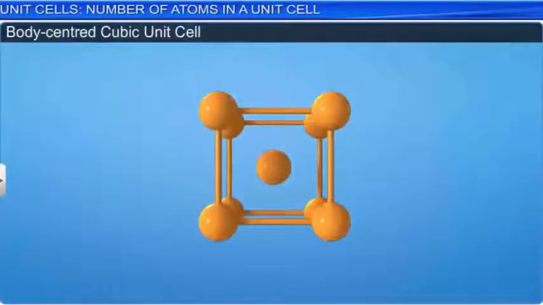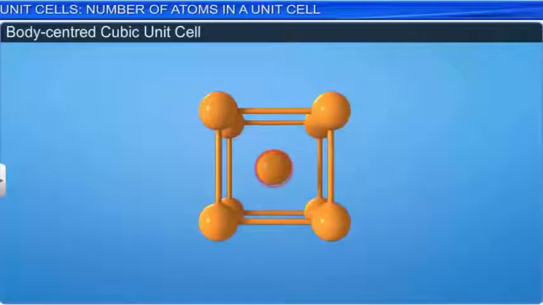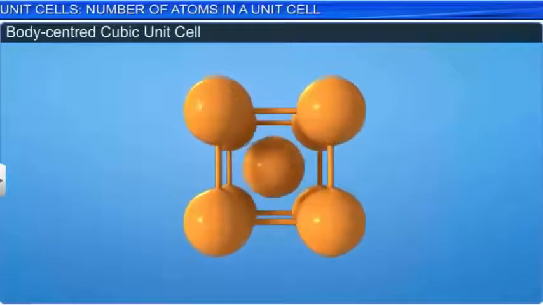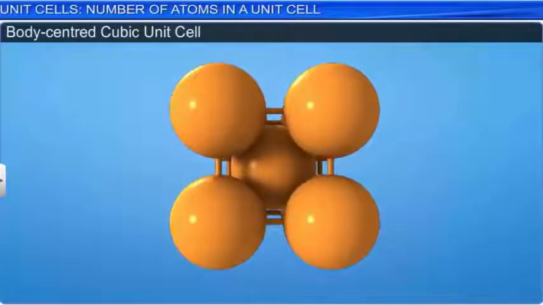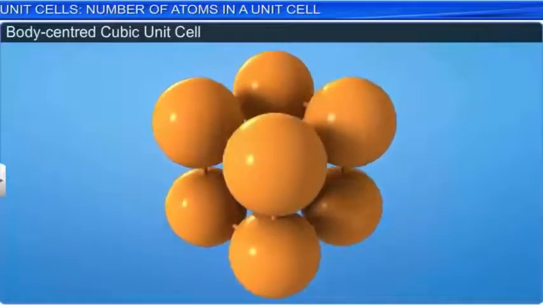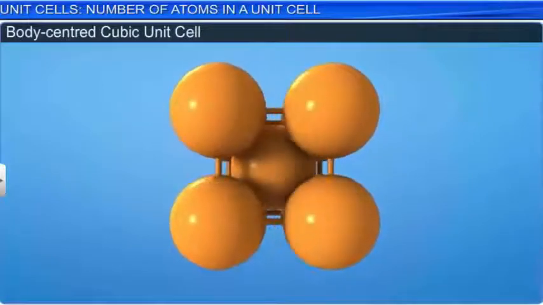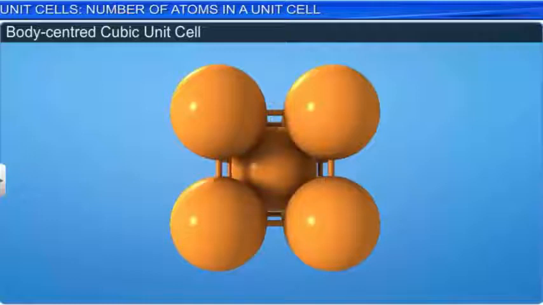A body-centered unit cell contains 8 corner atoms, just like in a simple cubic unit cell. However, there is one more atom at its body center. As a result, the atoms at the corners no longer touch along the edges of the cell in the space-filling model. The unit cell of a body-centered cubic cell is shown here.